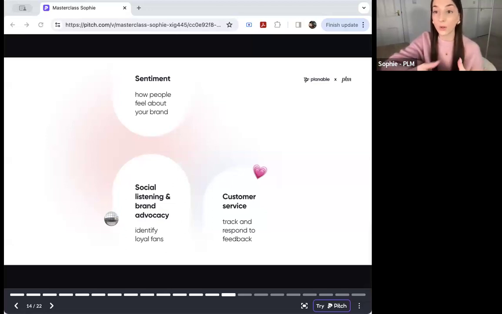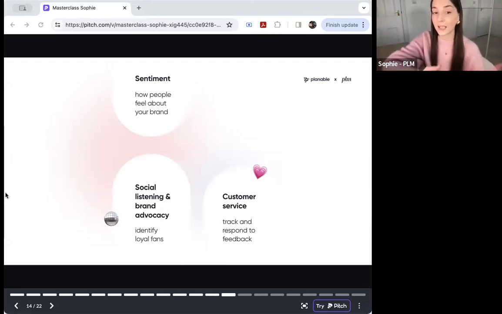On that too, sentiment could also come from DMs. It could be common questions you're getting about your product or your services. So the sentiment might be that not many people understand what you do and what you sell, and then that can guide your decision making for future content instead.